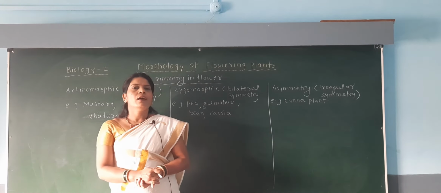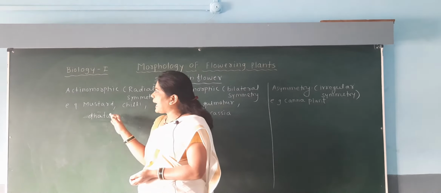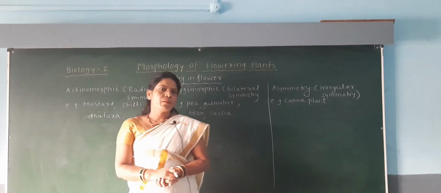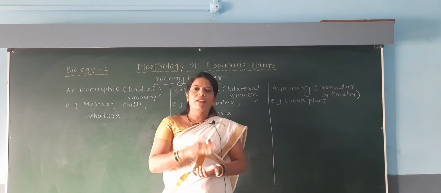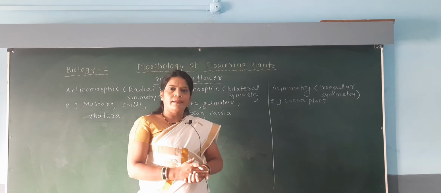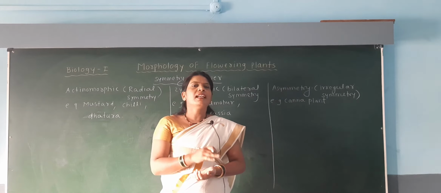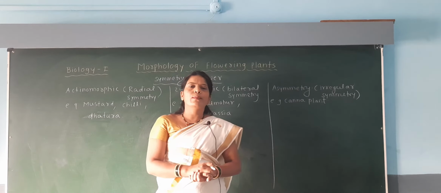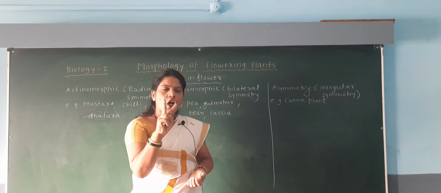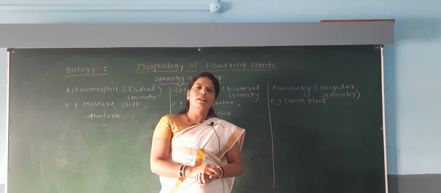Okay, so here, what is meant by actinomorphic symmetry? When any flower is cut by any radial plane which passes through the central axis, then you will observe there will be two equal halves or equal parts of the flower.